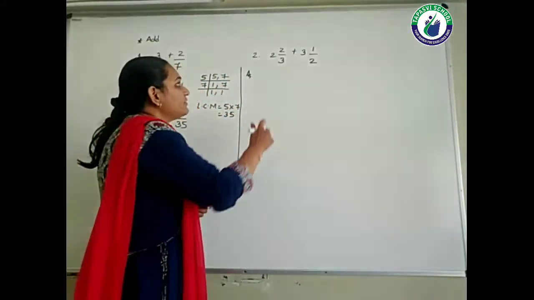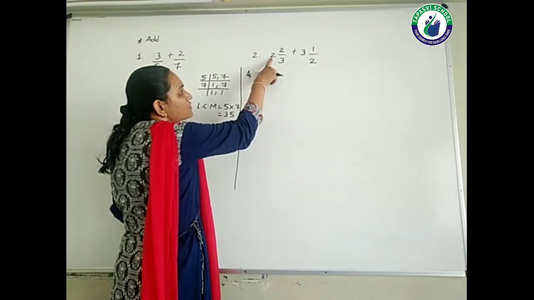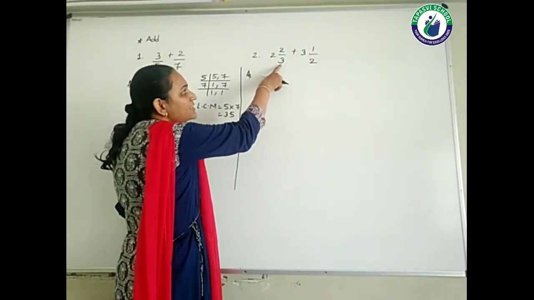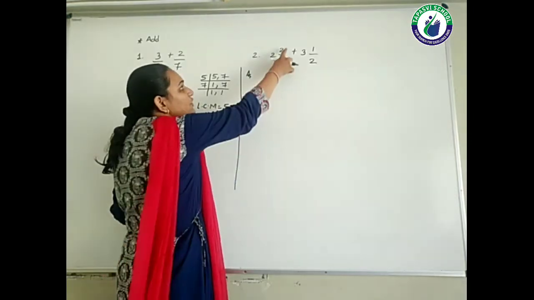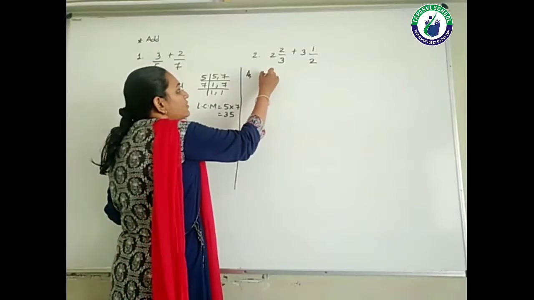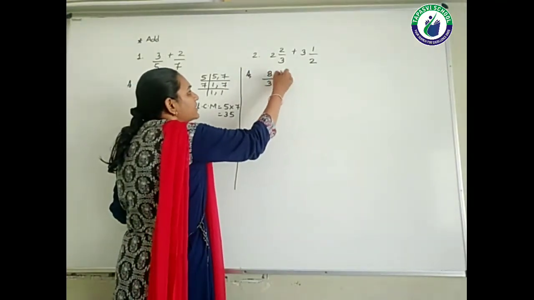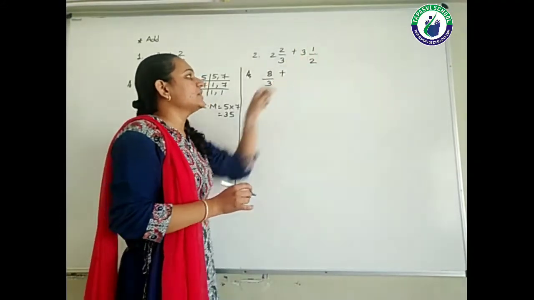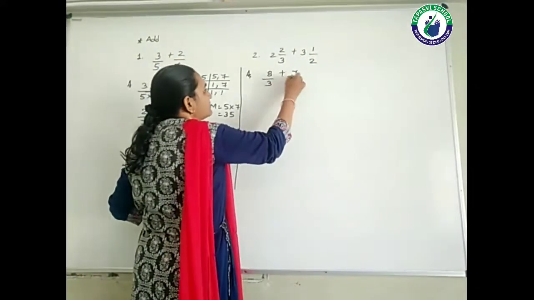How can we convert mixed to improper? Have a look. 2 3s are 6. First you multiply the whole number by the denominator. 2 3s are 6. Whatever the answer comes, add the numerator. 2 3s are 6 plus 2, that is 8. So here we got 8 upon 3. Plus 3 2s are 6 plus 1, so 7 upon 2.